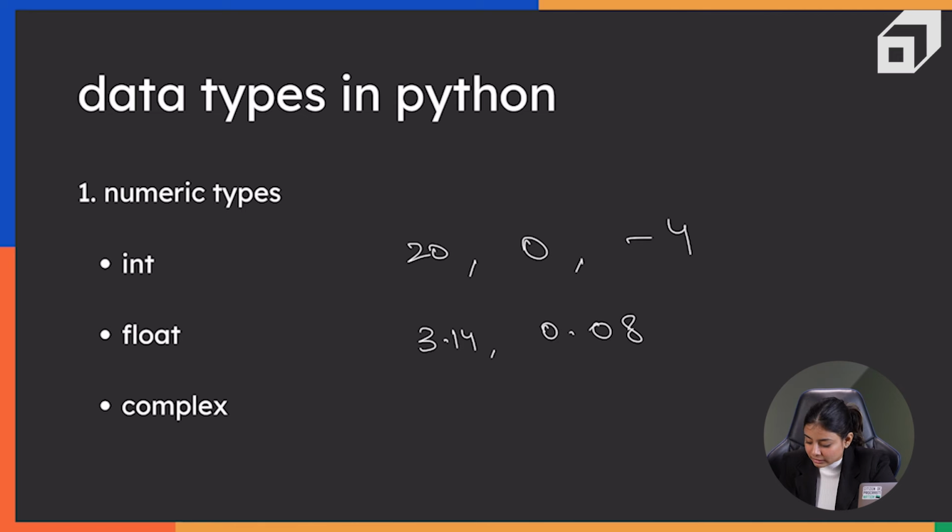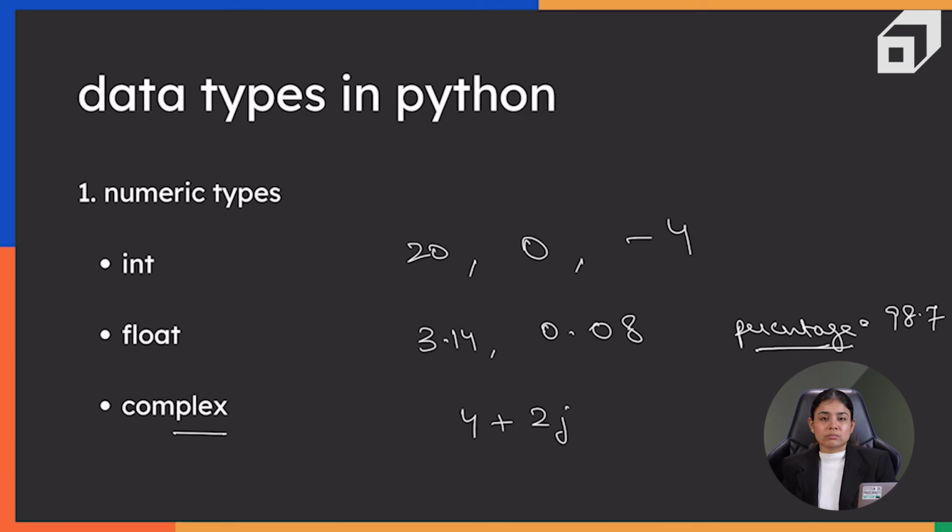So if I create a variable percentage is equal to 98.7, that means the percentage variable here is of type float. And lastly, complex. This is for complex numbers which have a real and an imaginary part. For example 4 plus 2j and so on.